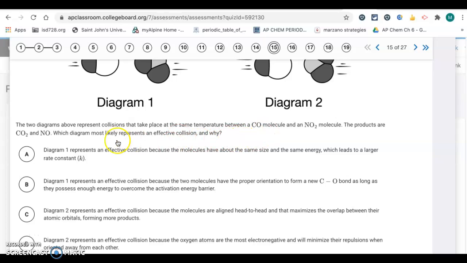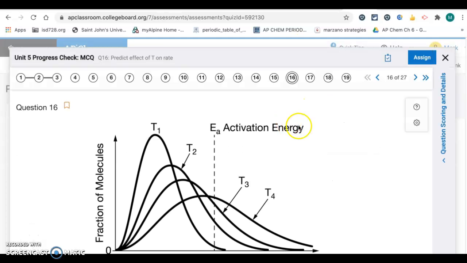Okay, so this is part two of that Unit 5 progress check. I'm not sure if it caught the answer for number 15, but the answer should be B. All right, I'll go into 16.